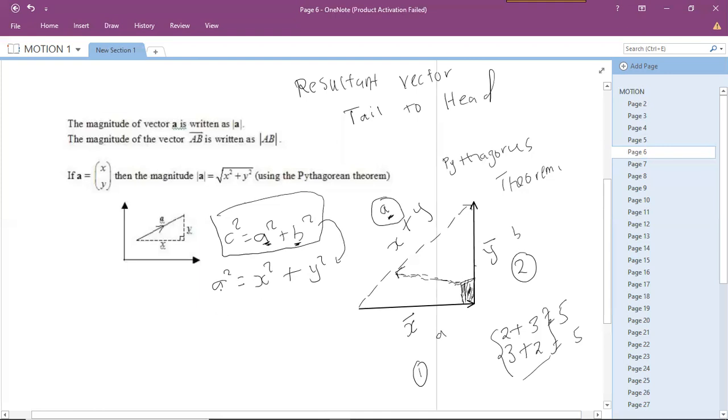So now I want this a to be the subject of the formula. So I have to square root both the left-hand side and the right-hand side, and then this a will be alone. So a, the magnitude of the given vector, the size of the given vector, will be the square root of x squared plus y squared.